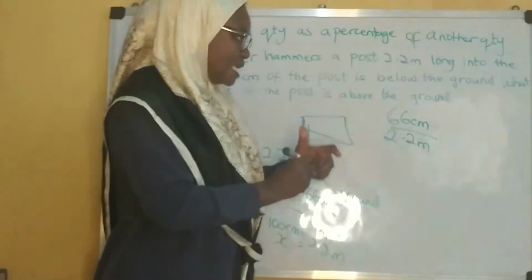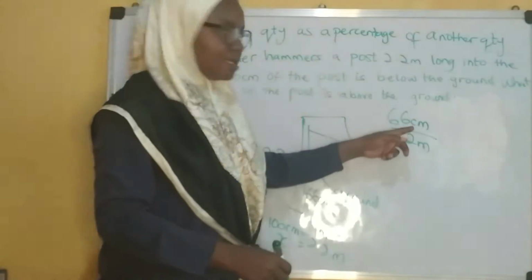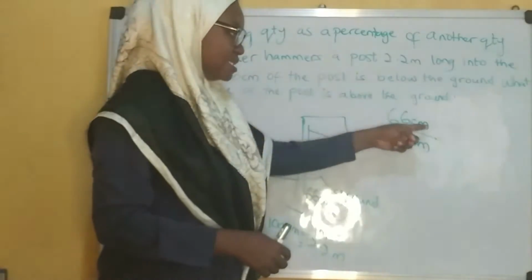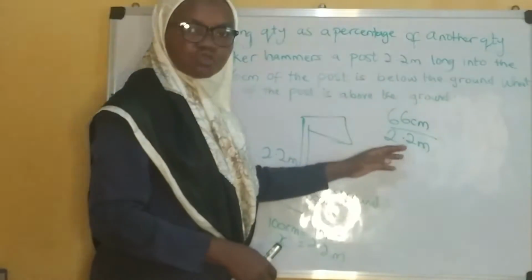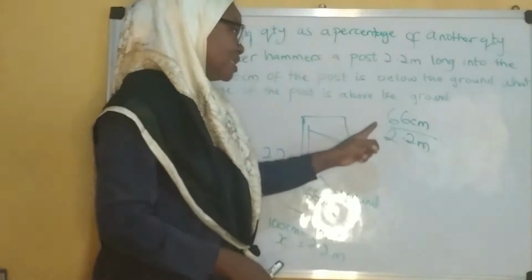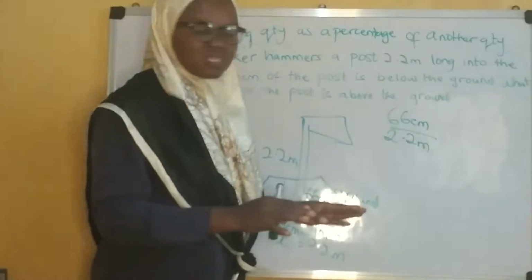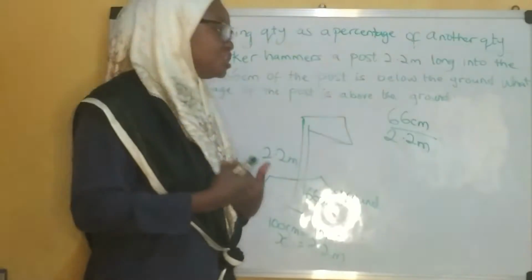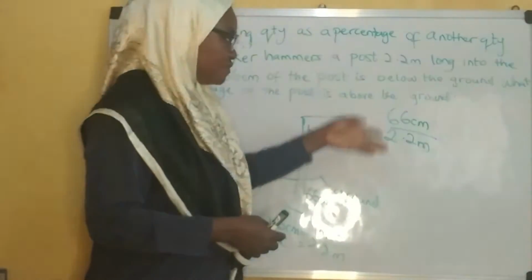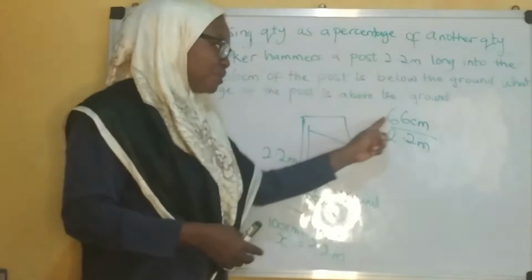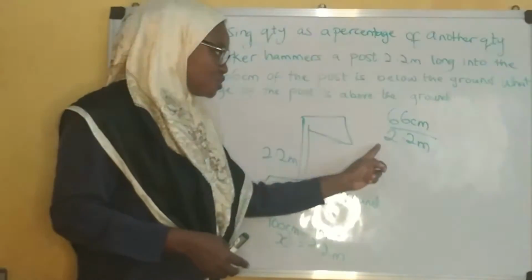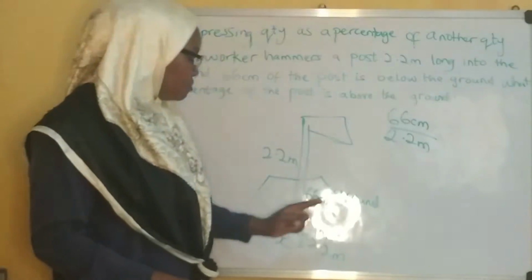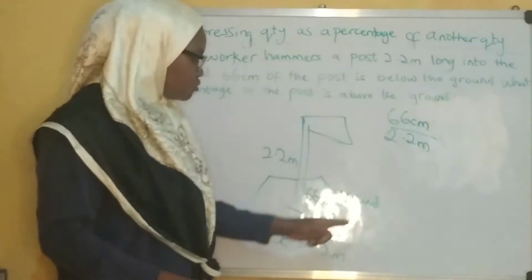I need to make sure that the two quantities are in the same unit. This one is centimeter, this one is meter. I want to change the whole thing to centimeter. It means this 66 centimeters is not going to change because I want to change everything to centimeter. You might decide to change it to meter and meter, but I am changing it to centimeter all through. So I'm not going to touch this 66 centimeters. I'm just going to change this one to centimeter. Now 100 centimeters equals 1 meter.